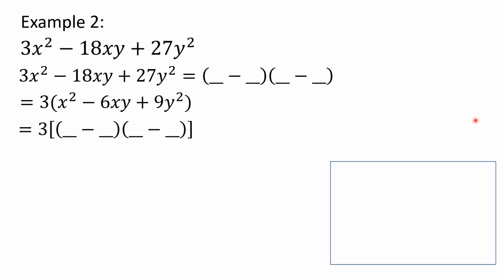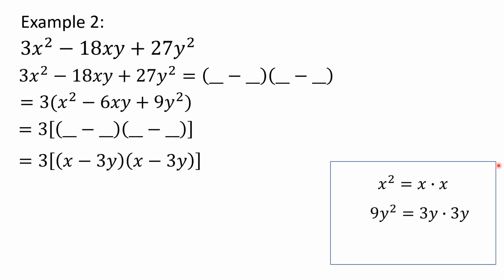Now we can get the perfect square trinomial. So you use the formula. Factor the first term: x squared is just equal to x times x. Then you factor the last term: 9y squared is just equal to 3y times 3y. So our final answer is 3 times the quantity x minus 3y times the quantity x minus 3y.